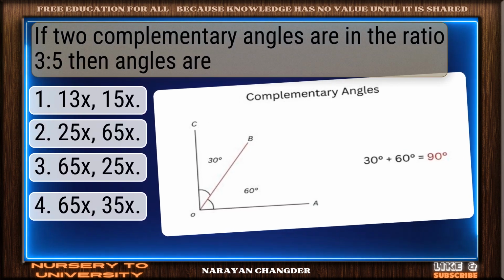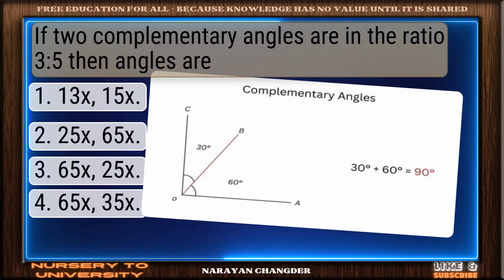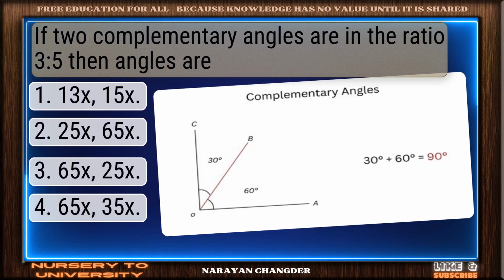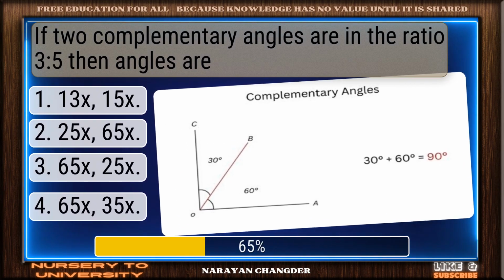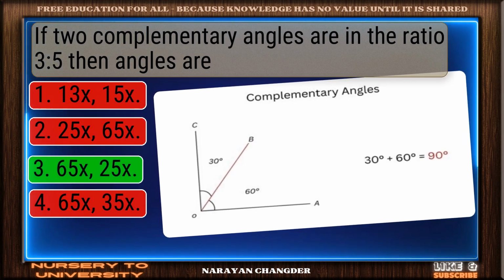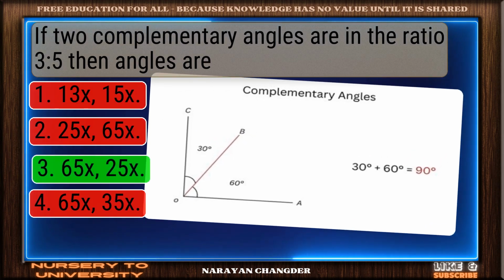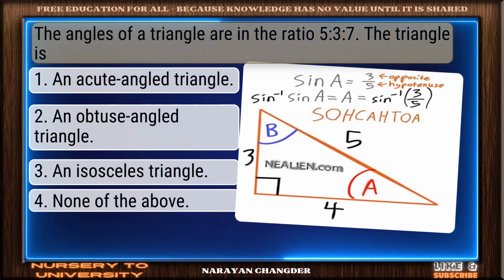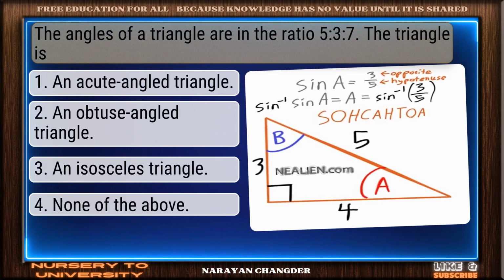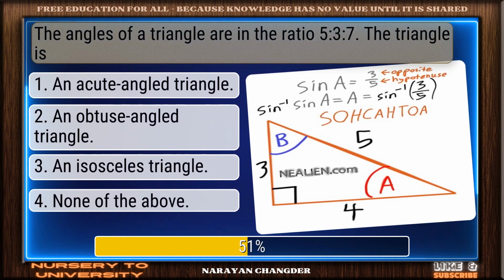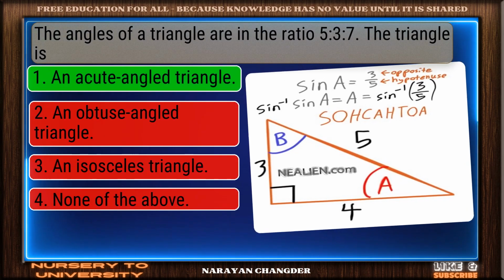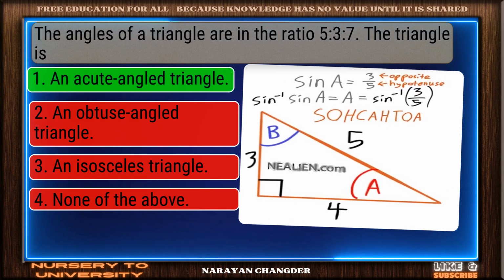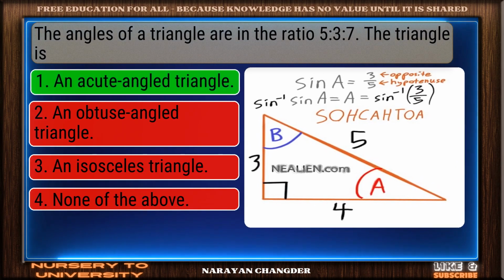Question number 47. If two complementary angles are in the ratio 3:5, then the angles are. Well picked. 6x, 20x is the correct answer. Question number 48. The angles of a triangle are in the ratio 5:3:7. The triangle is. Exactly. An acute angled triangle makes sense and it is the right choice.